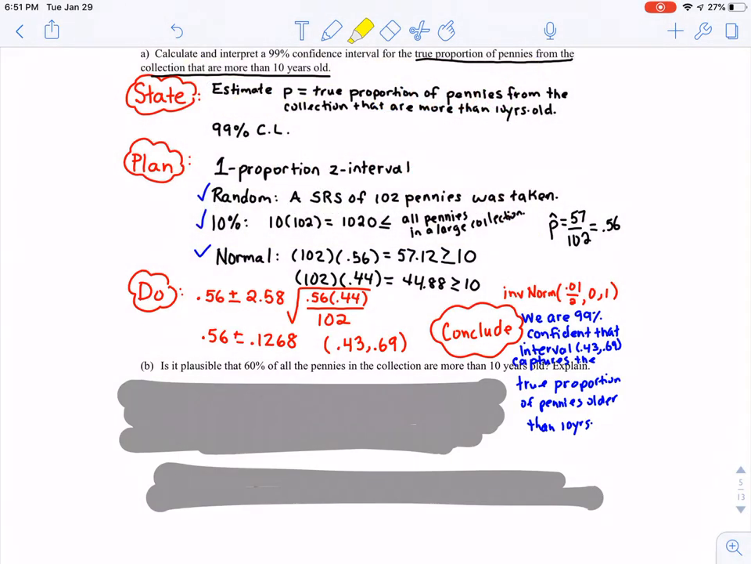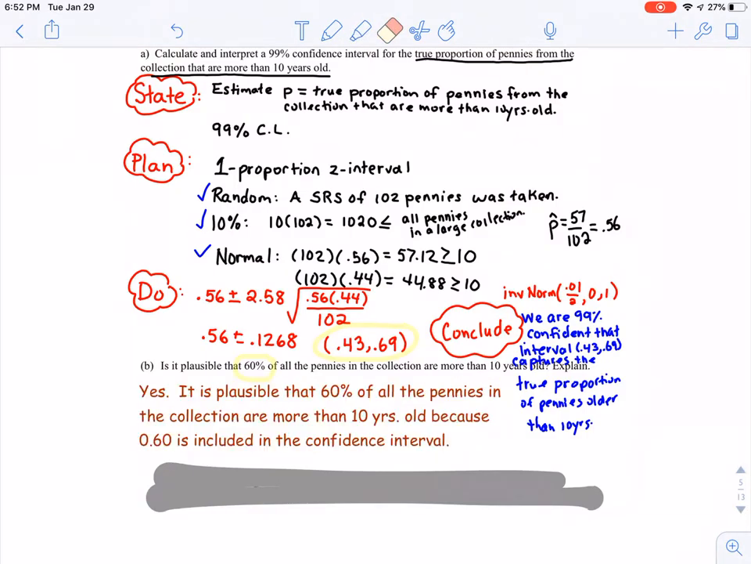Okay, so when you're asked these questions, once you have your interval constructed, you're going to look at the interval, and look at the particular proportion they're asking you if it's plausible or believable that it could be a value for the true proportion of pennies in the collection that are more than 10 years old. We can see that 0.6 is definitely a believable number that could fall in the interval that we've created. And so we would just make a statement: yes, it is plausible that 60% of all the pennies in the collection are more than 10 years old. And our reason is because 0.6 is included in the confidence interval.